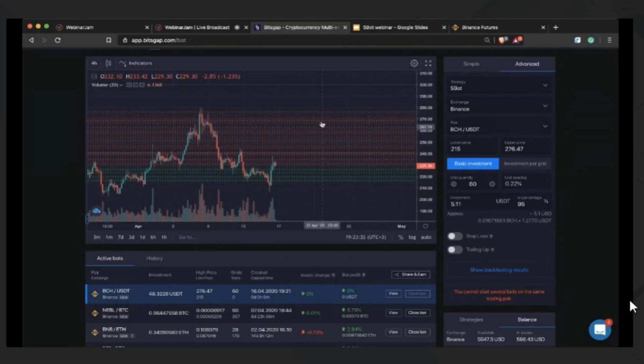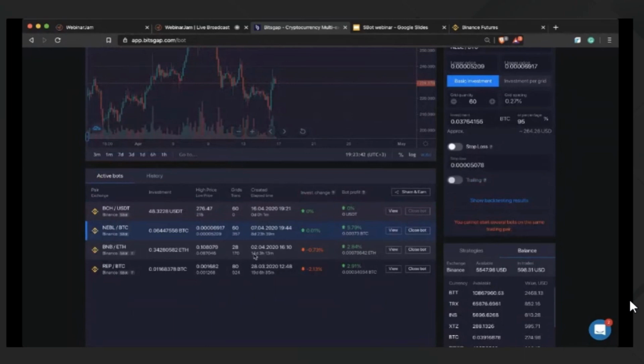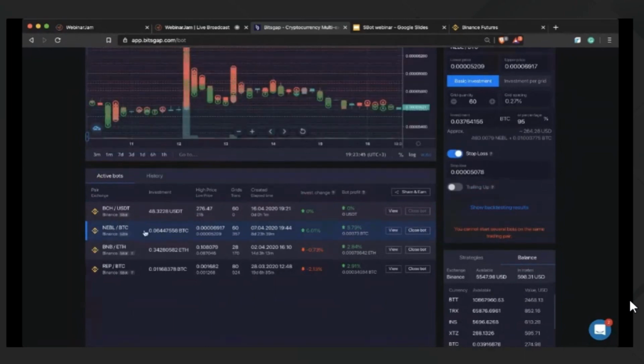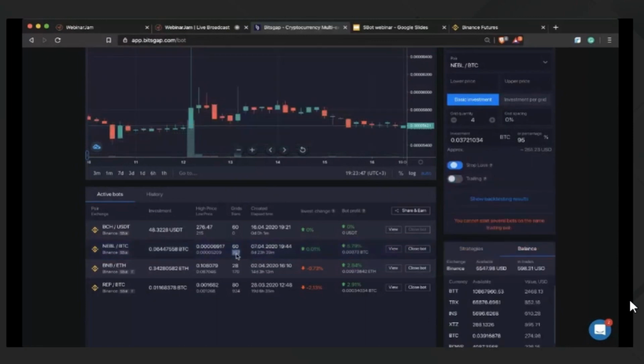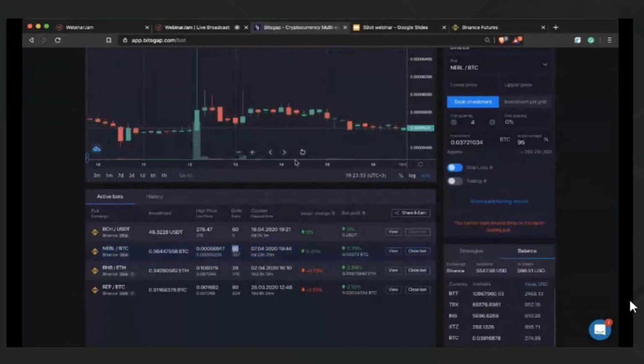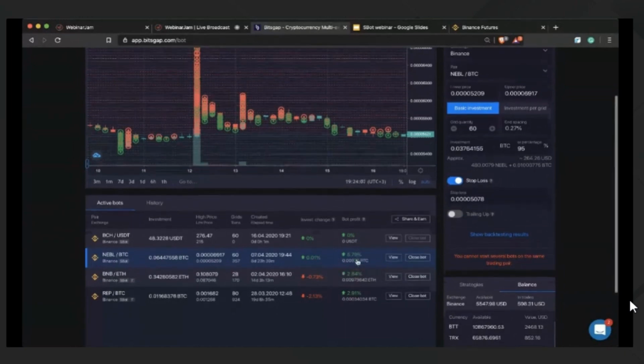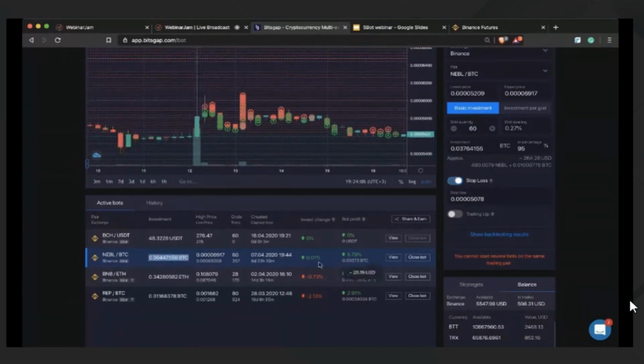So you will profit not only on the base currency value change, but the bot will also make profit in the quote currency. And here you can see that, for instance, my active bot, Niblio trading to BTC, has already executed around 357 trades, having only 60 grids in the trading range. And it has made 5.79% of return on my total investment. Okay, so that's a very important thing to understand.